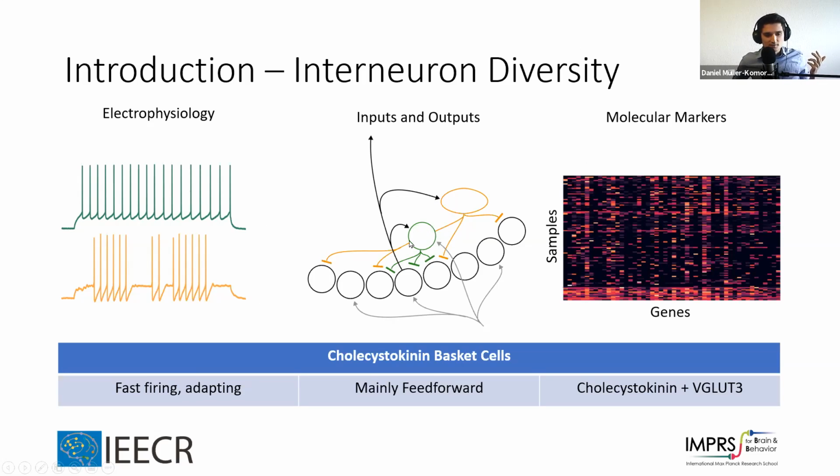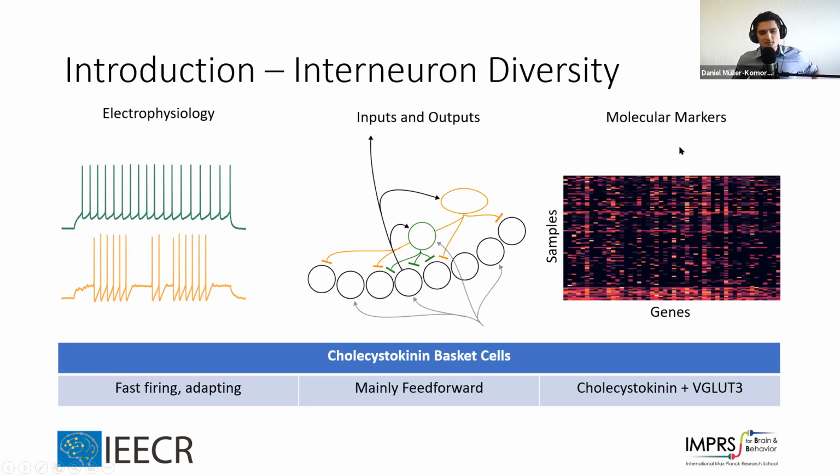They also can receive different inputs and send out different outputs. For example, here in green, we have a cell that receives both feedback drive, but also feed-forward drive. In orange, on the other hand, is a cell that receives almost only feedback excitatory drive. So these cells participate in very different circuit motifs, and they also send their outputs to another set of principal cells.